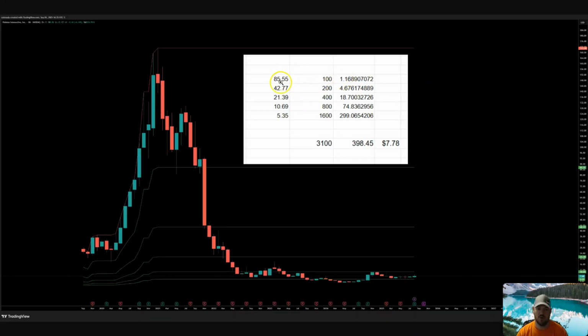So the first buy would have been, and I just used nice round numbers here, starting with the $100 investment. First buy at $85, bought 1.16 shares, then buy at 42, then 21, then 10, then $5 per share. All those were hit. That's what these green levels are on the chart. And so at the end of the day, in this hypothetical example, it would have been $3,100 invested for 398.45 shares and an average cost of $7.78 per share.